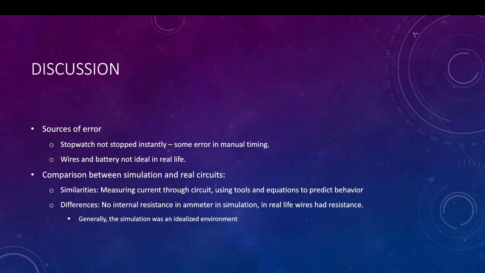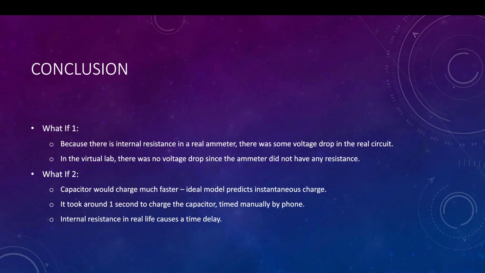However, both the simulation and the real models are similar in that they both measure the currents through the circuit and they both use the same tools and equations to predict behavior. In general, however, the simulation is an idealized environment. To answer the first what if question, because there is internal resistance in an ammeter, there is some voltage drop in the real circuit. In the virtual lab, there is no voltage drop since the ammeter has zero resistance, theoretically.